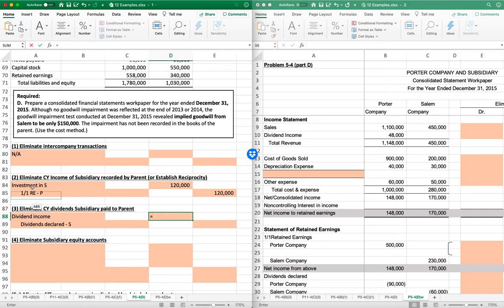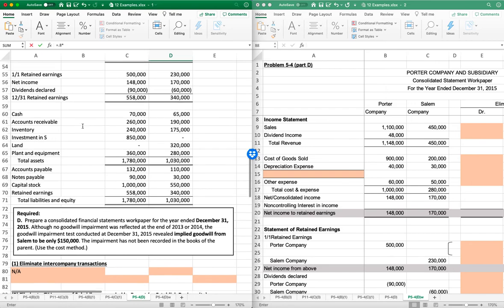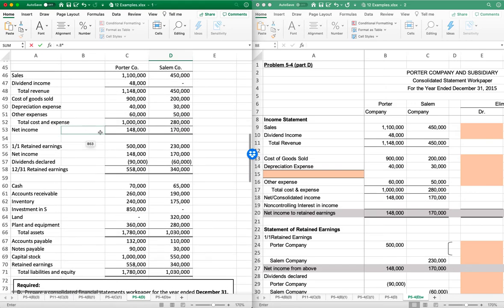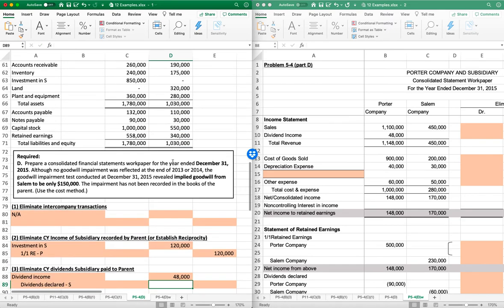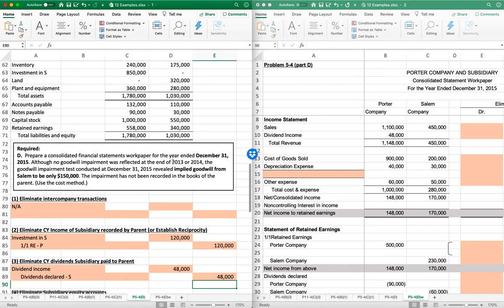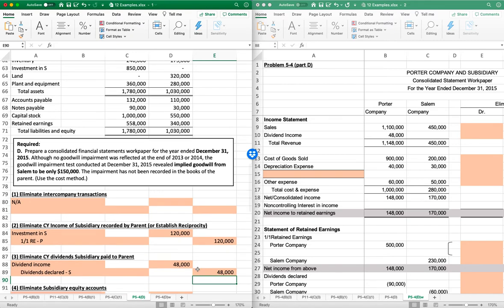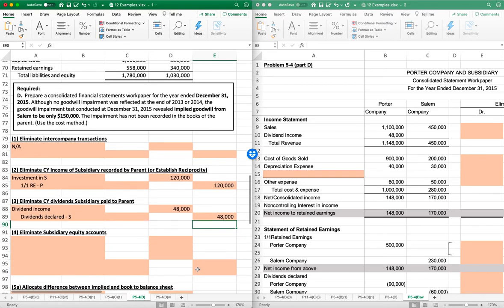All right. We know that we got 80% of whatever the subsidiary declared. And if we look at their trial balance, we see that dividends declared was $60,000. So 80% of that would have come to us as their 80% shareholder in the parent. So that means that we would need to eliminate $48,000 of dividends because we can't pay dividends to ourselves.